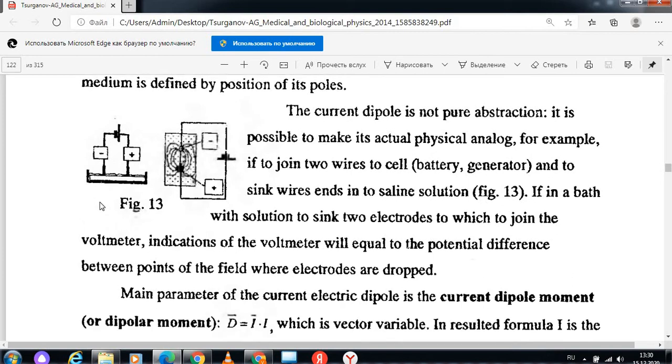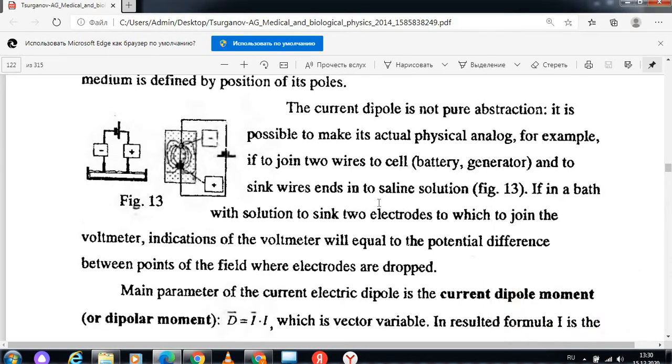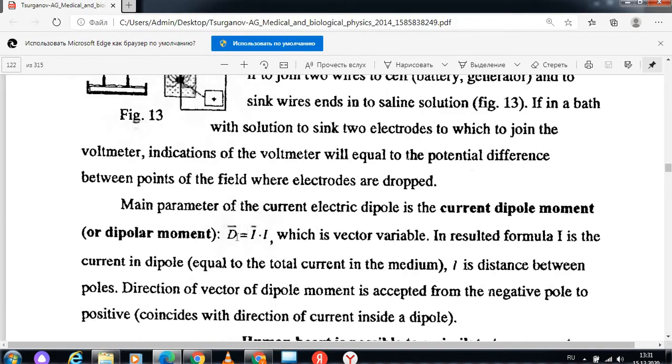So the main parameter of the current electric dipole is the current dipole moment, or dipolar moment. D is equal to this vector dipole. It's equal to this I vector multiplied by L, which is the vector variable.